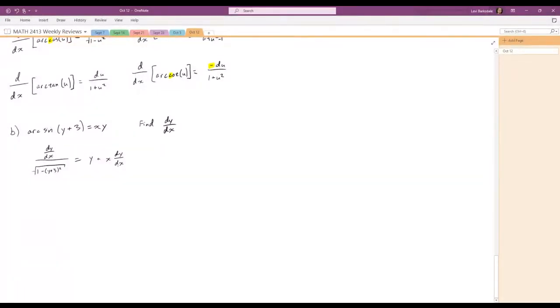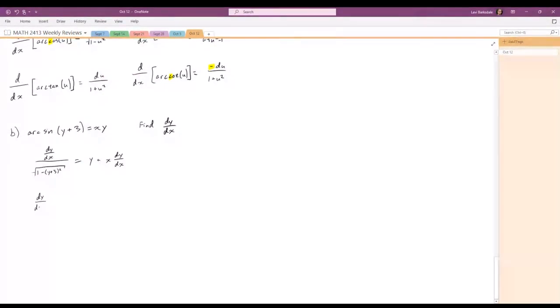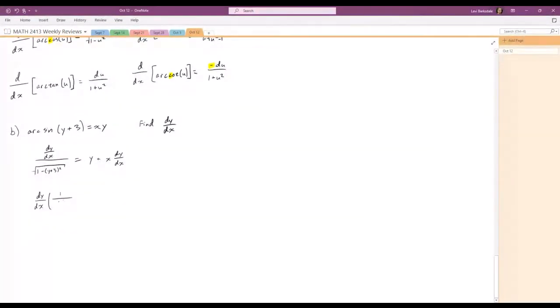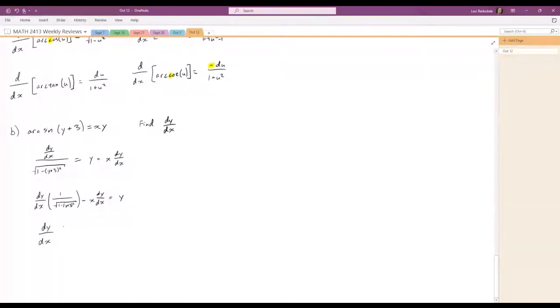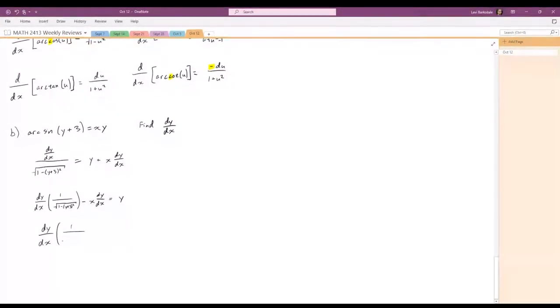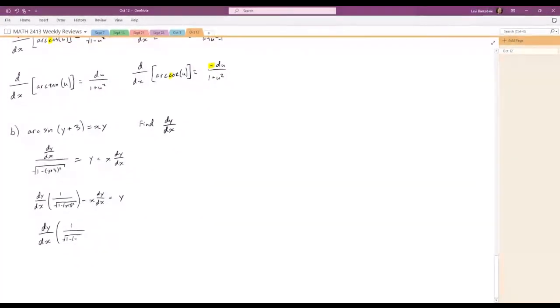All right, so then we get dy/dx times 1 over the square root of 1 minus (y plus 3) squared, minus x dy/dx, is equal to y. So dy over dx times 1 over the square root of 1 minus (y plus 3) squared, minus x, is equal to y.